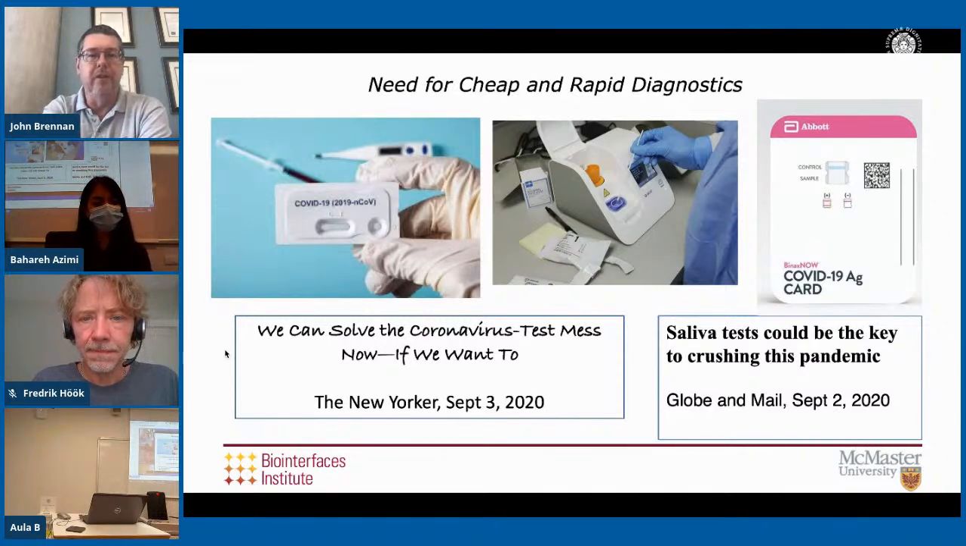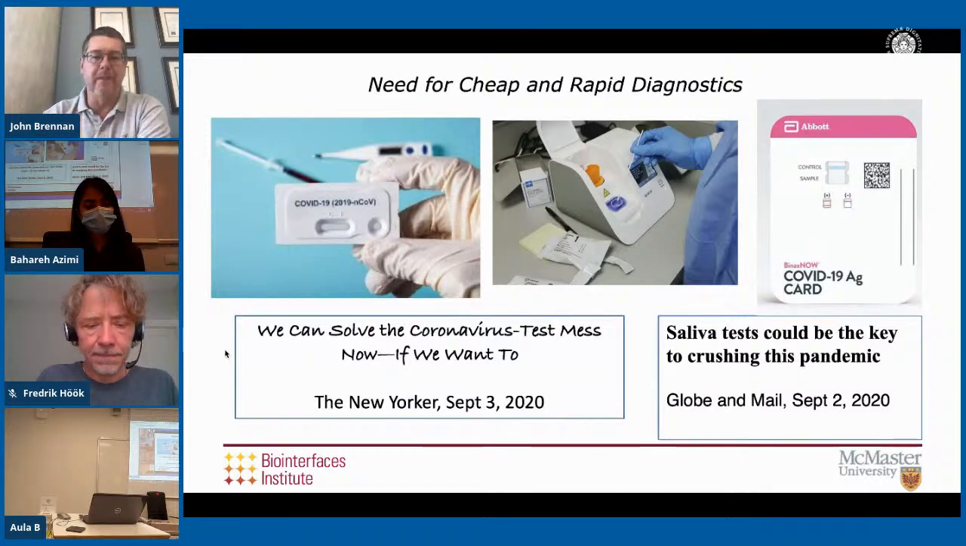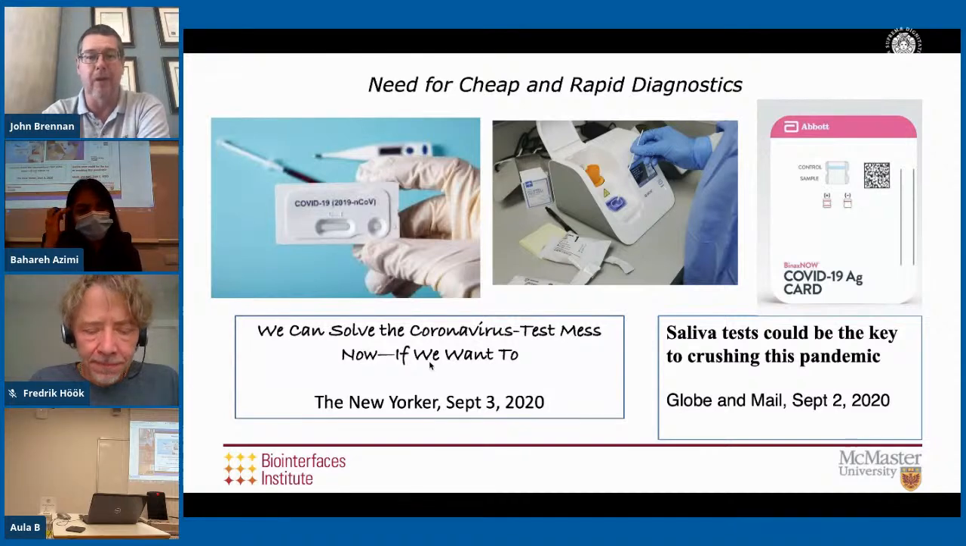SARS-CoV-2. So I don't think I need to remind everyone about the need for better testing. Just in the last 2 days, our national newspaper put out a big op-ed on how saliva tests could be the key to crushing this pandemic. The New Yorker this morning basically says we can solve this coronavirus test mess now if we want to. And that was basically saying we need home-based testing and rapid, very simple and cheap testing.